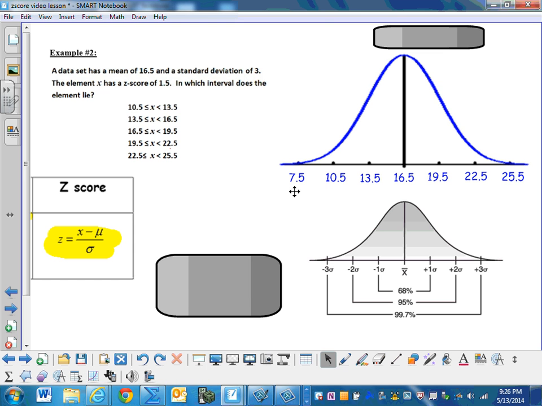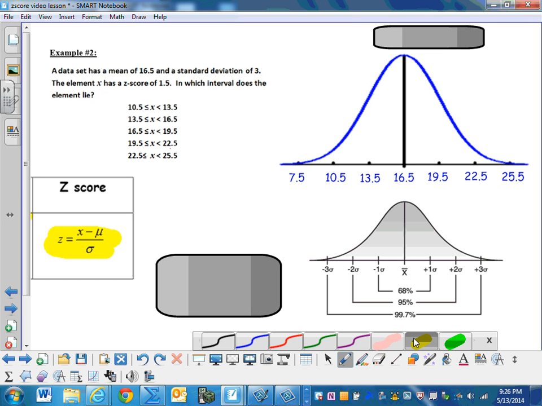So our element x has a z-score of 1.5. So if we go down here, we recall that our mean has a z-score of 0. 1 positive standard deviation, 2 positive standard deviations. So our z-score is between 1 and 2 standard deviations, or between 19.5 and 22.5. So this would be our answer.